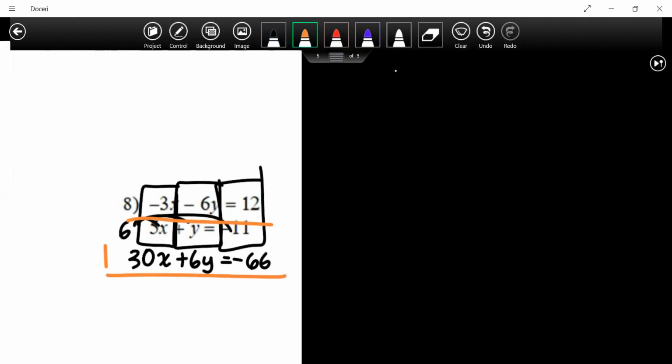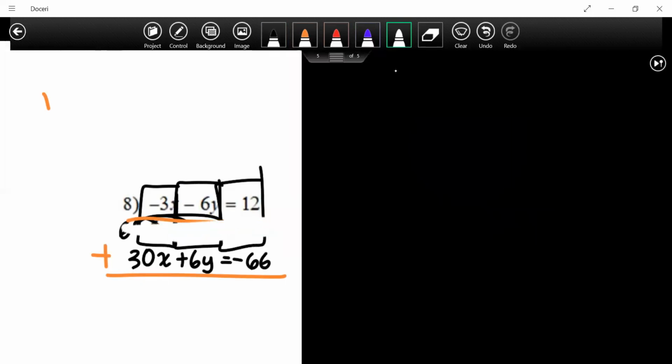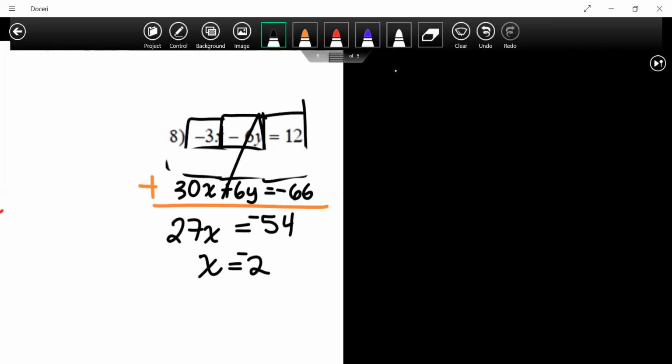We're going to add up our rows now. I'm going to try to make sure you guys see this a little bit clearer. So these are my 2 equations I want to use now. This is going to give us 27. These go away. We're going to subtract these out. We're going to get what? 54. Dividing both sides by 27, x is going to be equal to negative 2, yes.